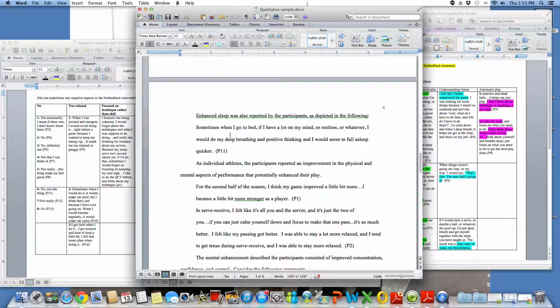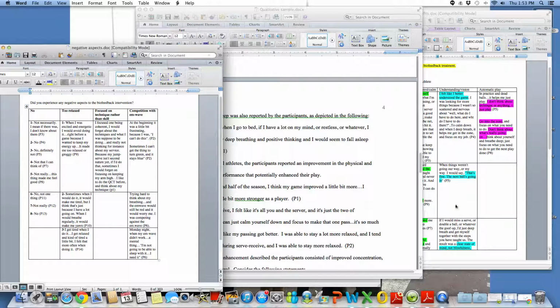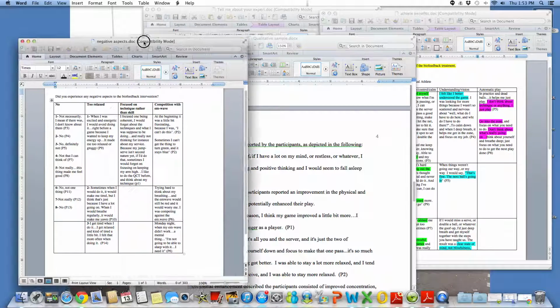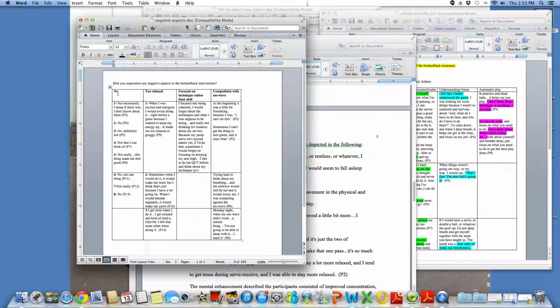And then finally, the last part was the detriments. And so to explain that, I'll pull up that document for us. If I can find it, here it is. So you can see here is where the author is asking about the negative aspects, and automatically there are 4 sub-themes that come to mind. And you can see there's no responses, they're relaxed, focus more on technique than skill, and competition.